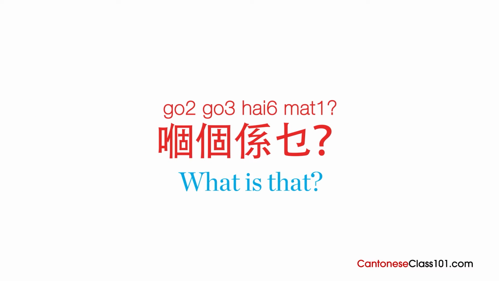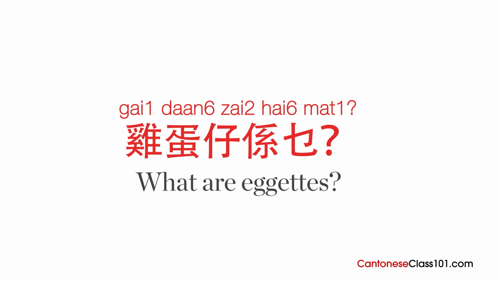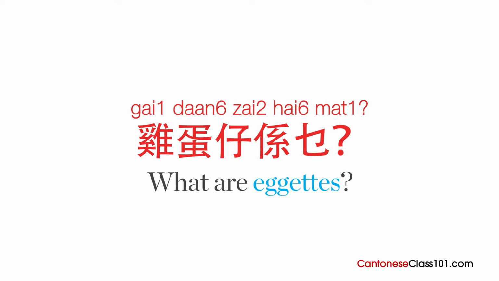And for what is that? It's 嗰個係乜? In which 嗰個 means that thing. If someone was talking about, say, eggettes, 雞蛋仔, yum. If you don't know what that is, then you can ask, what are eggettes? 雞蛋仔係乜? So we start with the name of the item. 雞蛋仔 is a kind of Hong Kong street snack. Then we add 係乜? to form the question, what are eggettes?